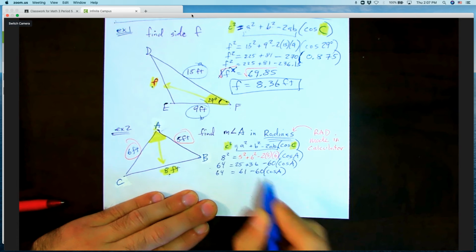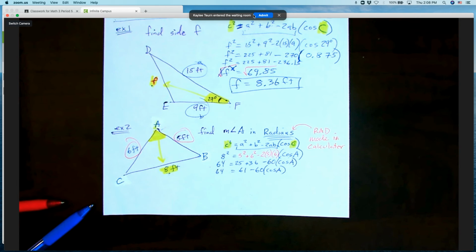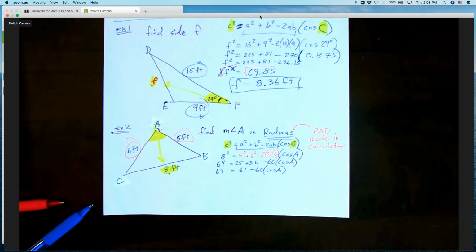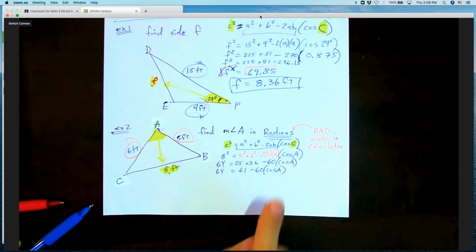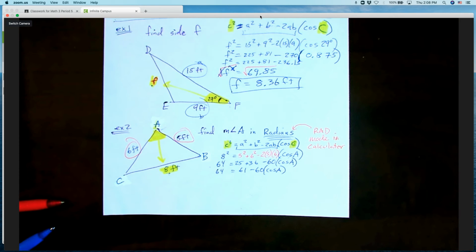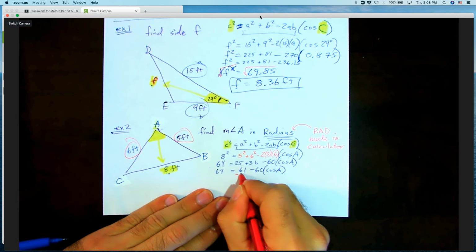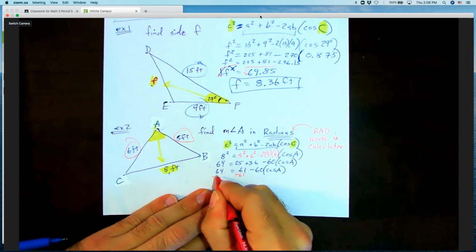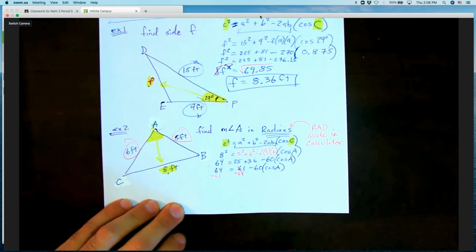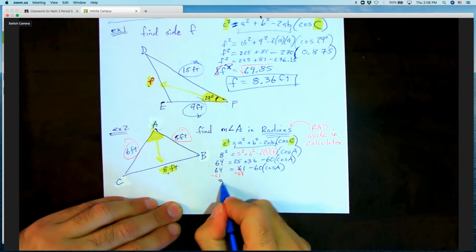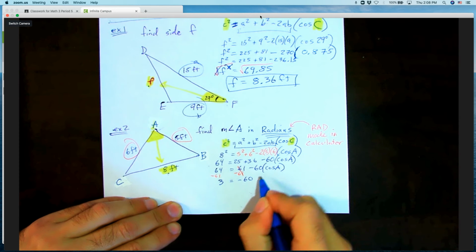Very tempting to subtract those, but we have to recall that it's negative 60 times the cosine of A. So we can't just decide to group those together and combine them. I have to do a little more work. Minus 61 to both sides. Three is equal to negative 60 times the cosine of A.